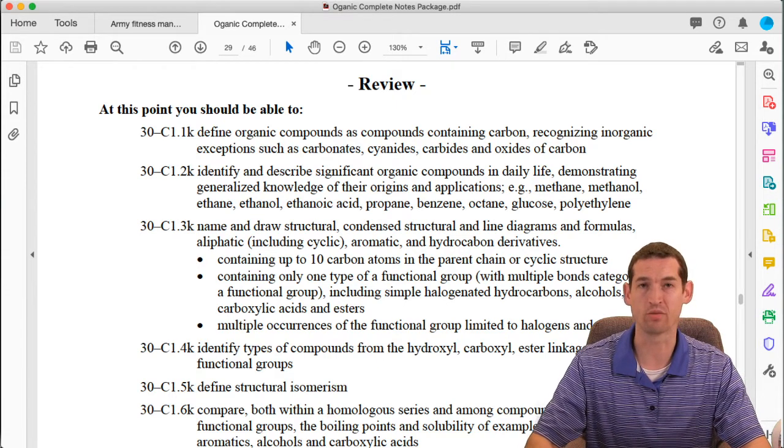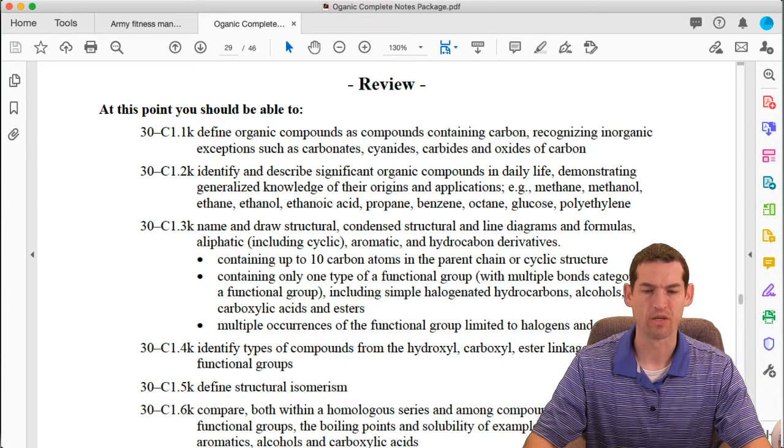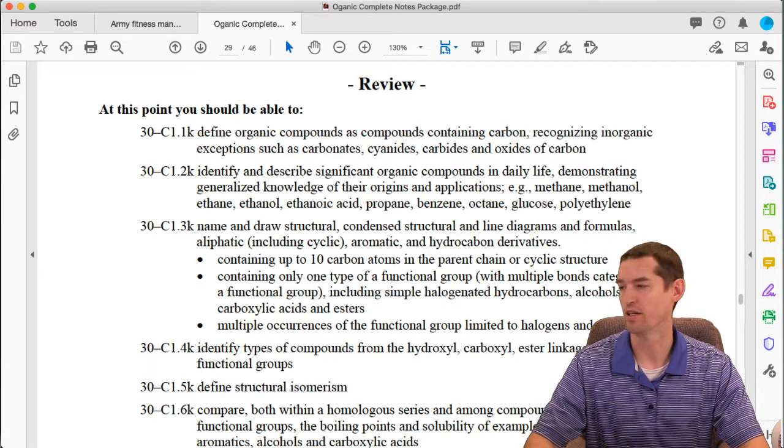Polyethylene, don't worry about yet. We'll talk about the polymers in the next section as well, because it has more to do with reactions and things like that. So make sure that you at least know some of those basic molecules in each family and what they're used for. That could show up on the test.